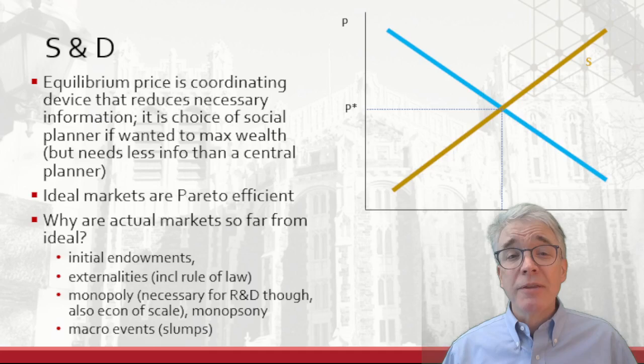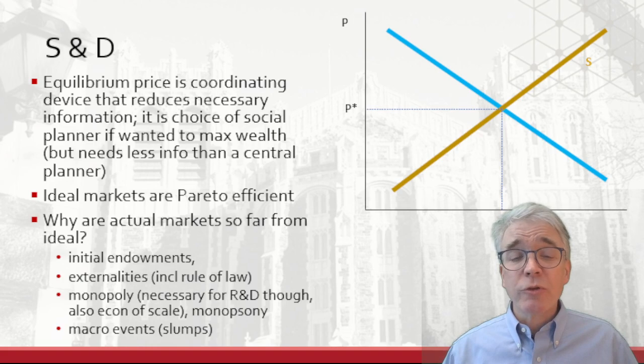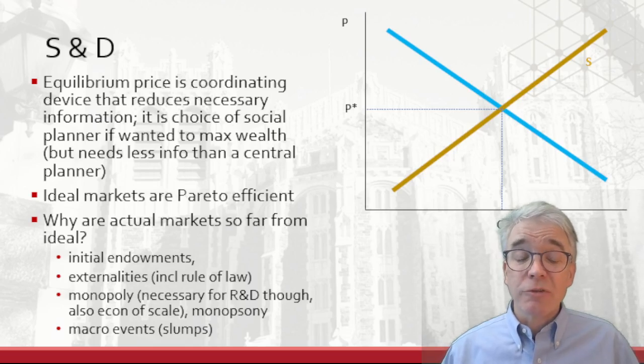In an ideal market, the equilibrium price is actually the best choice that would be made by some all-knowing social planner, some benevolent AI that wanted to maximize the wealth of the whole society. A single price reduces the necessary information. So much information about relative scarcity of the good and the inputs and how much consumers really want it is bundled up into just a single number, the price. That's really effective. Ideal markets are Pareto efficient, meaning the only way to make some group of people better off is to make somebody else worse off.